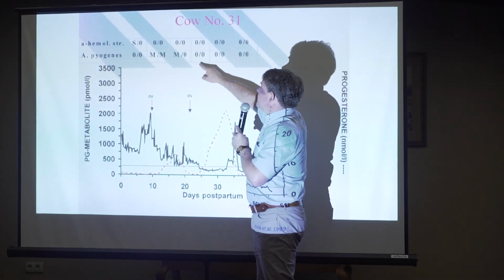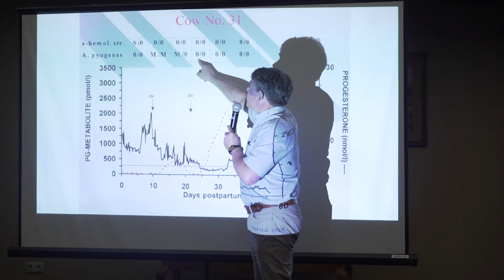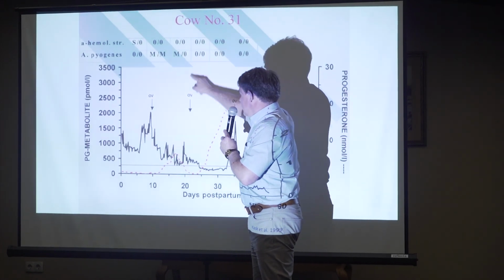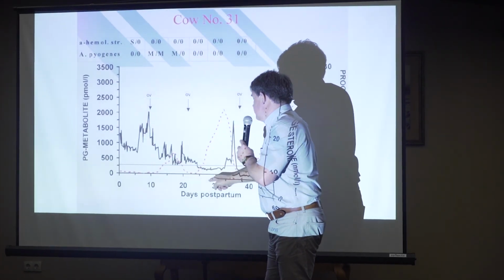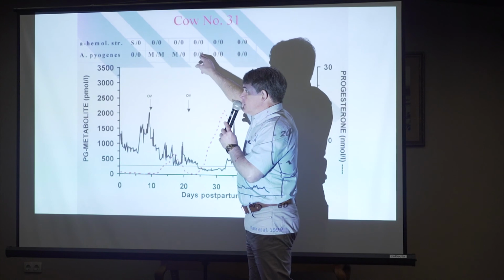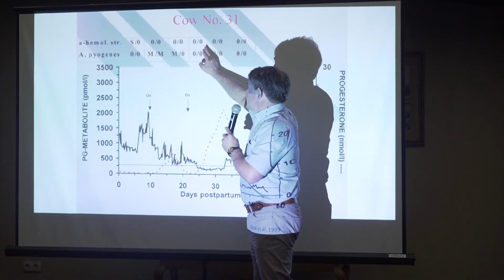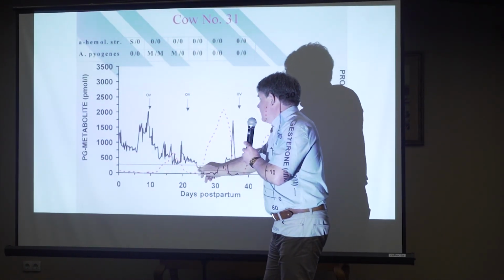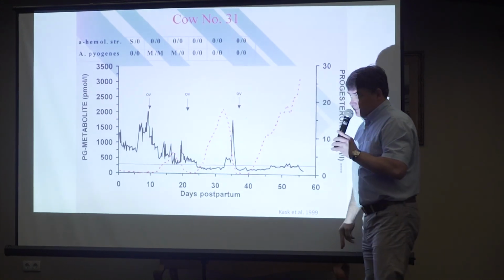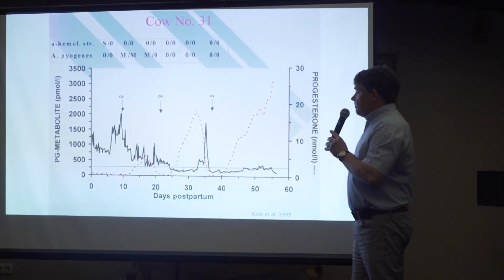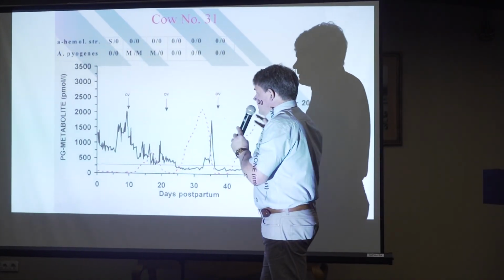And immediately, this is the 4th week population. It starts from day 21 to day 28. There are no bacteria anymore. And immediately when the bacteria are gone, this prostaglandin goes to the baseline. So it means there are 2 types of prostaglandins.